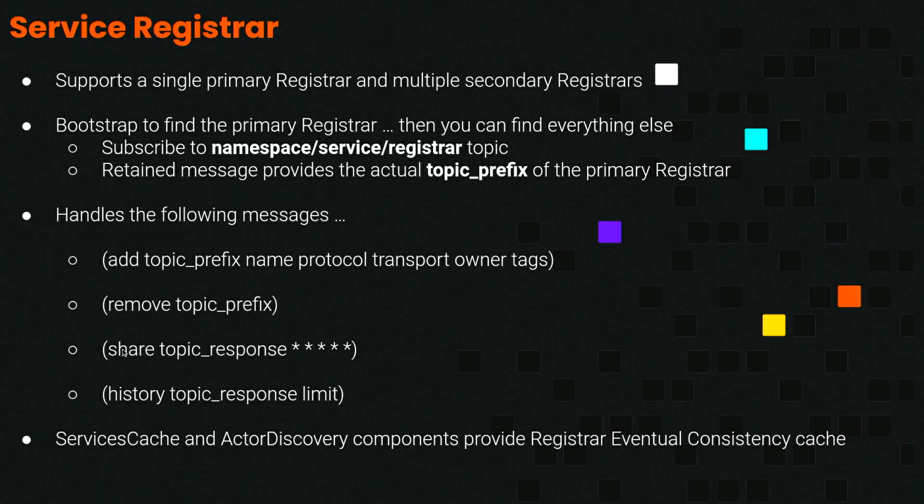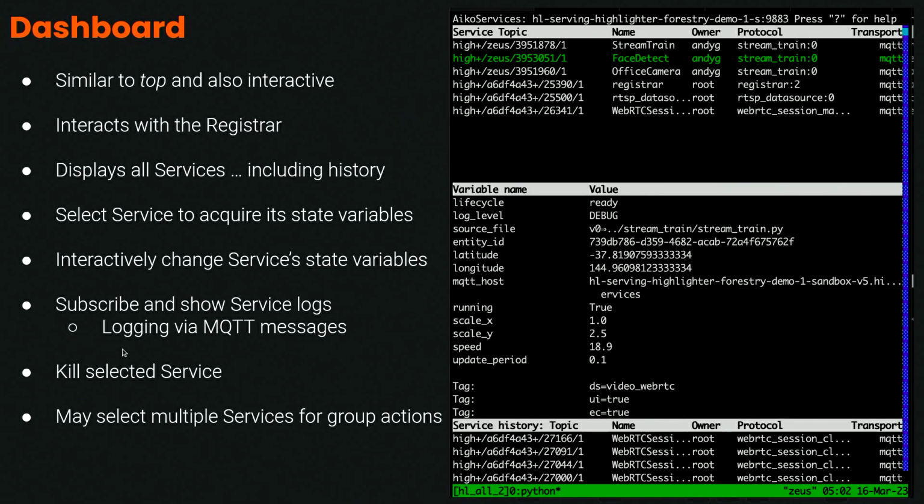The other thing you can do, which is used by the dashboard, is also get the history. So the registrar keeps a history of services that have gone away. You might have a service that starts up, dies, and goes away. You want to be able to at least know that it ran, and also be able to look at its logs. Okay, so I'll quickly show you the dashboard.